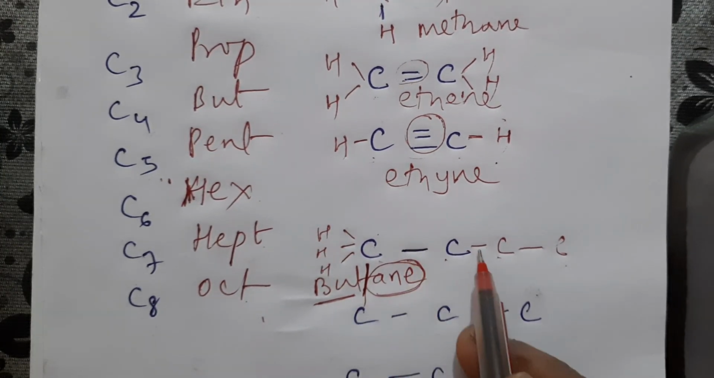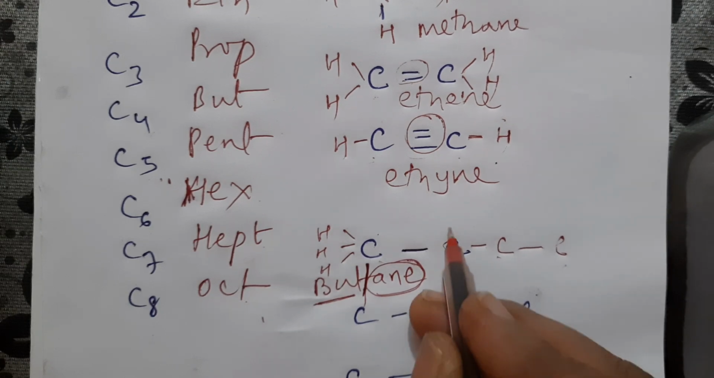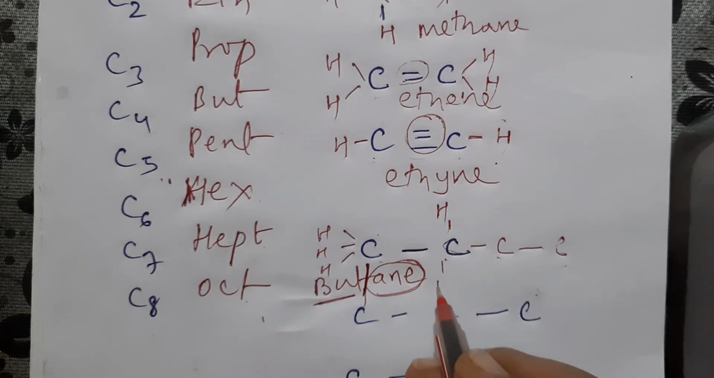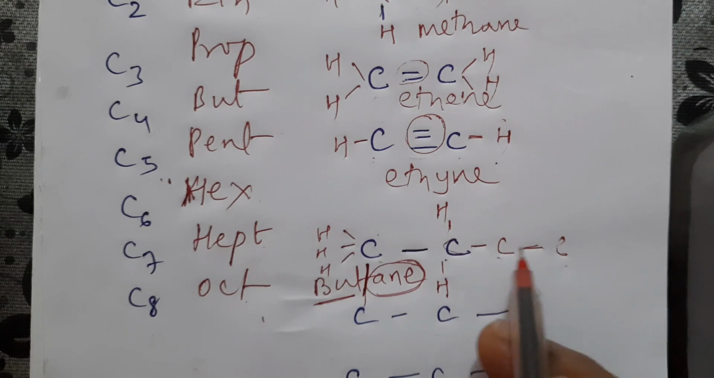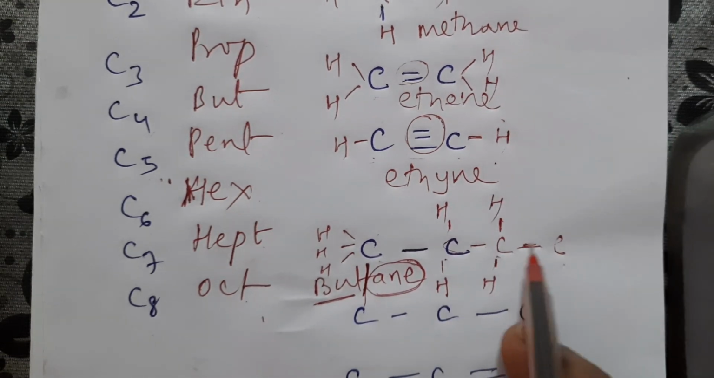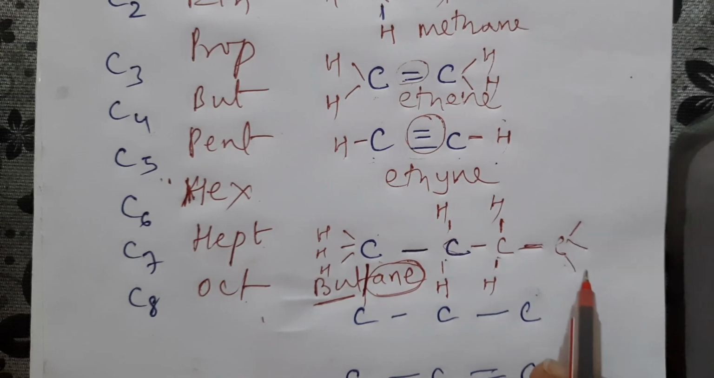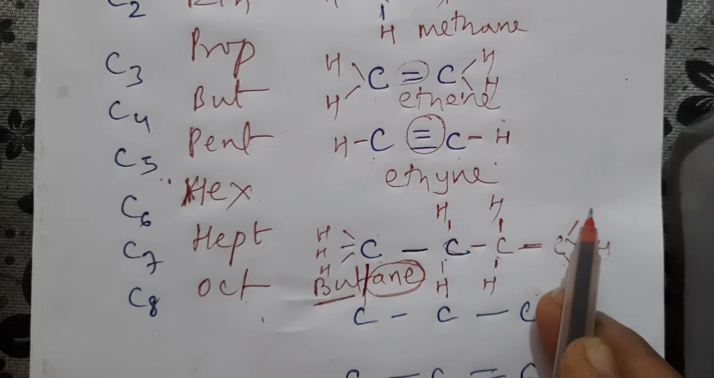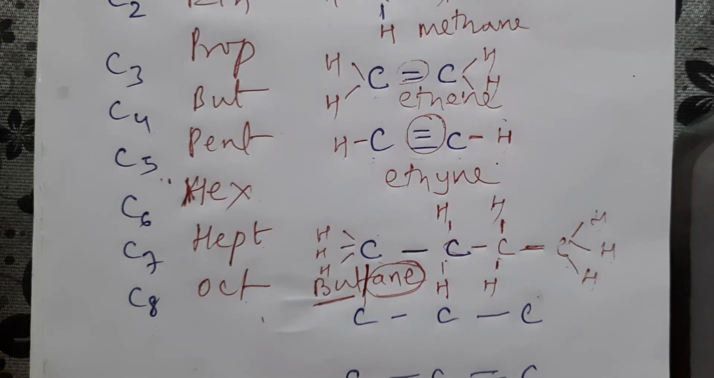For this carbon 1 and 2 are there already, so 2 more are needed, so put 2 hydrogen. Here 1 and 2 are there, so 2 more are needed, only 2. Here again only 1 is there, we need 3 more. So hydrogen is there. Thus we got the structure.